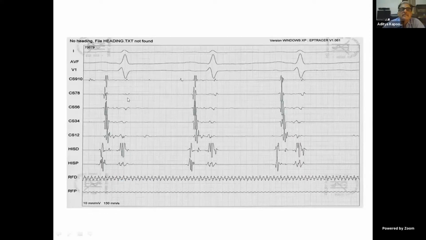So if you see, this is the format of EP tracings. Whoever has seen EP tracings must be very familiar with this. So you have some ECG leads at the top, and here we have positioned the CS 1, 2, 3, 4, 5, 6, 7, 8, 9, 10. So here, for the benefit of everybody, I'm sure it's an easy question for you. By this format, can you tell me which one is the distal CS? Sir, CS 9-10 would be the distal CS.